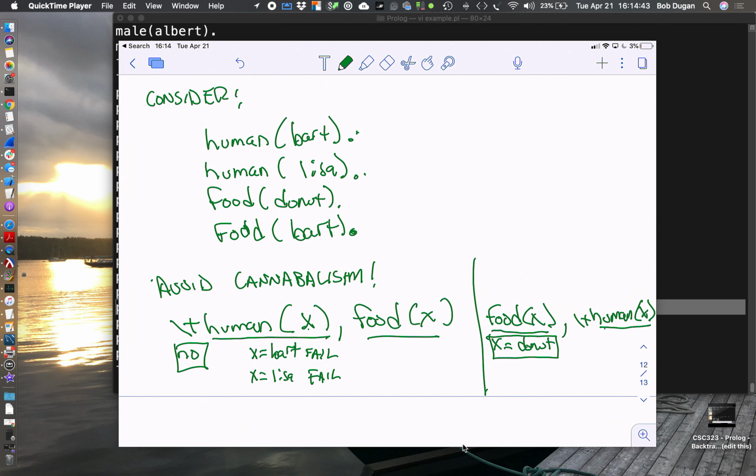Then we're going to try food of Bart. So we're going to try X equals Bart. And then we look over and ask, is there a human Bart? There is a human Bart, that's true. So not human Bart is false. So we're going to have a true for food, but a false for the second antecedent. So X equals Bart will not be satisfied. And so we will end up with some food that we can eat that avoids cannibalism if we follow the second set of antecedents. All right.